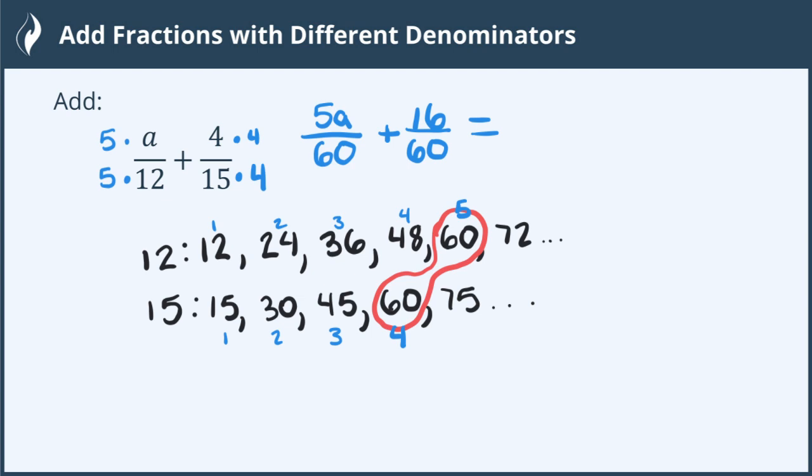Now that I have a common denominator, I can combine those fractions and add the numerators. Both of them have a common denominator, so the answer will have the same common denominator of 60. 5a plus 16 is the numerator, and since those are not like terms, I can't combine them. So it's just going to stay 5a plus 16, and that's as far as I can combine them in this fraction. And so I've now added these fractions together with their same common denominator of 60.